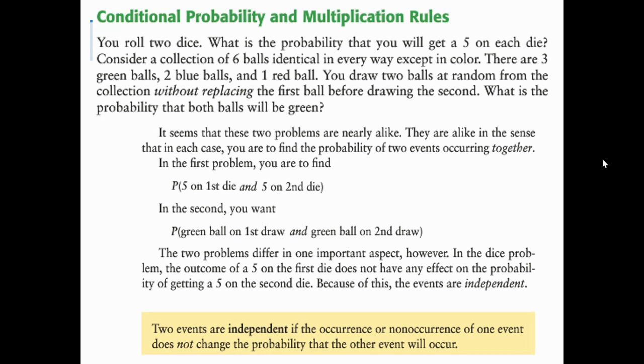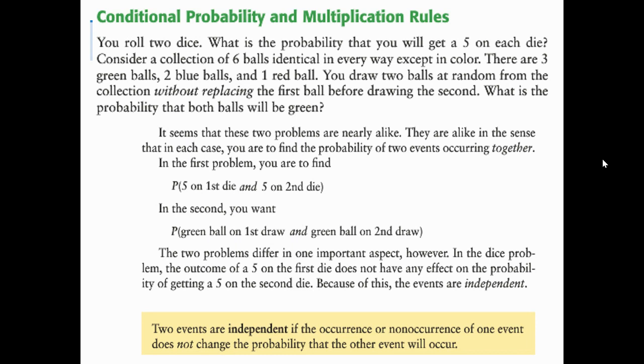You see that these two problems are nearly alike. They are alike in the sense that in each case, you are finding the probability of two events together. In the first problem, you have to find the probability of a 5 on the first die and a 5 on the second. In the second, you want the probability of a green ball in the first draw and a green ball in the second. However, the two problems differ in one important aspect.